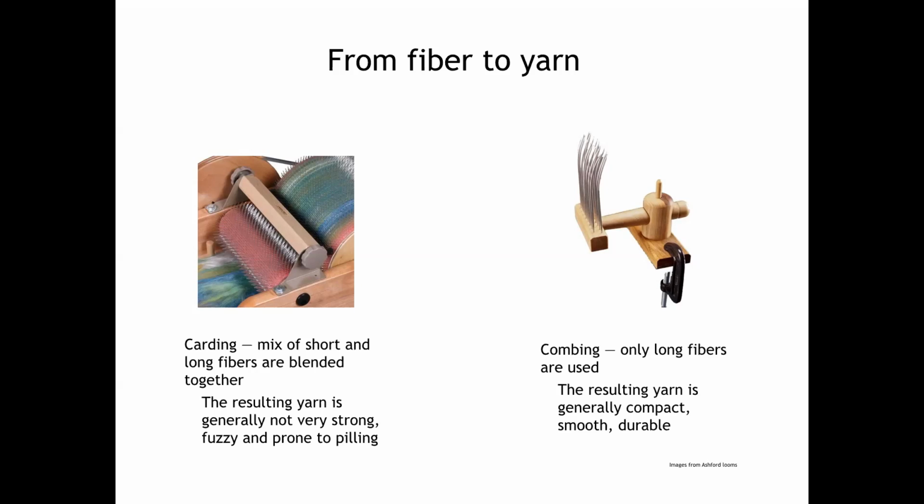Another technique is called combing. In this case, a device is similar to what you see here. That's for personal use, obviously. Industrial combs are much bigger machines. But the idea is that you're using only long fibers rather than a mix of long and short fibers. And the result is a yarn that is generally more compact, stronger, and less likely to pill.